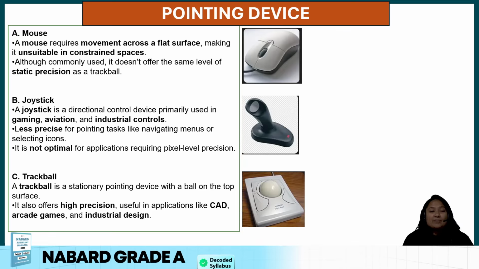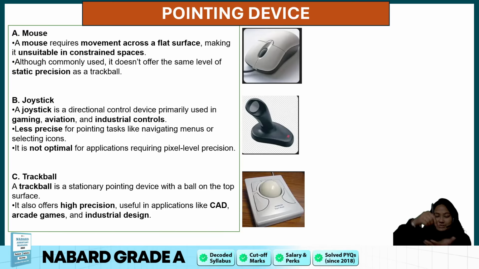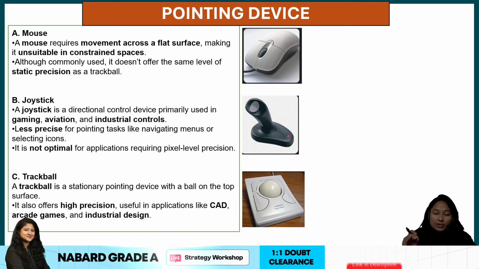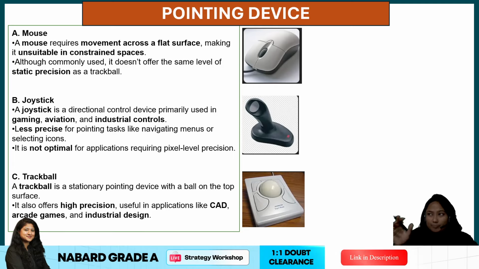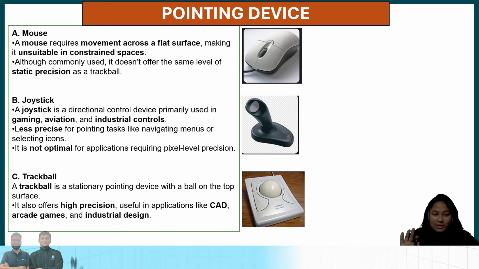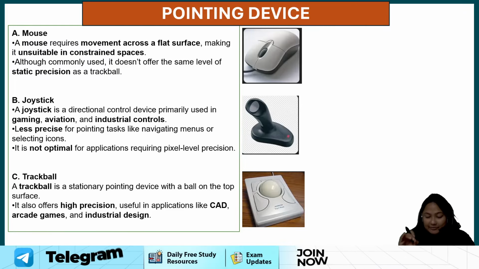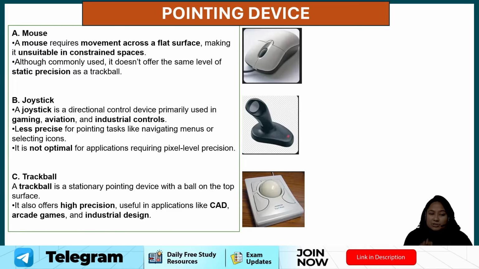Then we have the joystick. Joystick is something like this, so it will provide 3D control over the device. However, the precision for pointing or selecting menus, these kinds of functions, is very low in the joystick. That is why it is not optimum for applications using pixel level precision. Wherever you need pixel level precision, don't use the joystick.